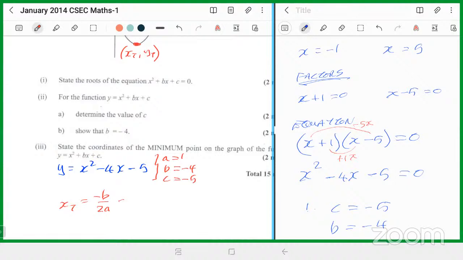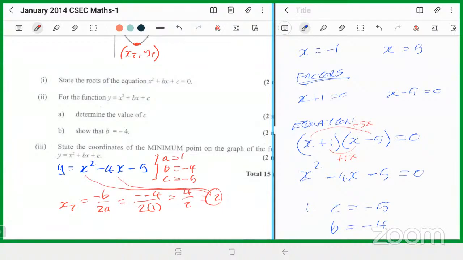So if you calculate it, it is minus, that's this minus. Then the b now is -4. So it becomes minus and -4 over 2 times a, and the a is 1. So it becomes a positive 4 over 2, which works out to be 2. And when your xt value is 2, you can substitute the 2 in the function to find the yt value.